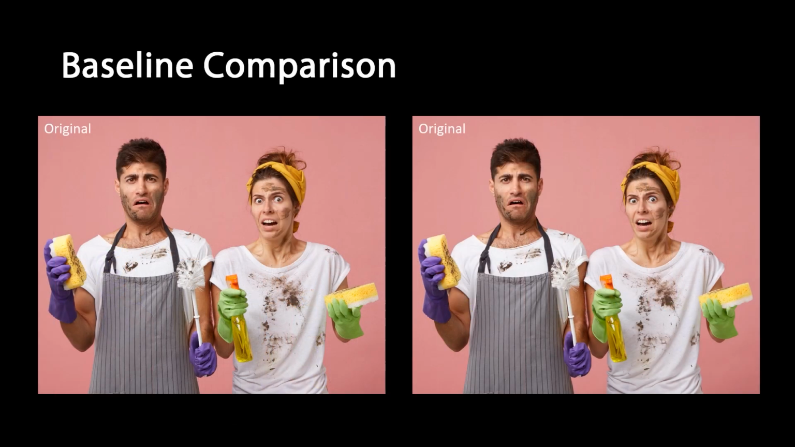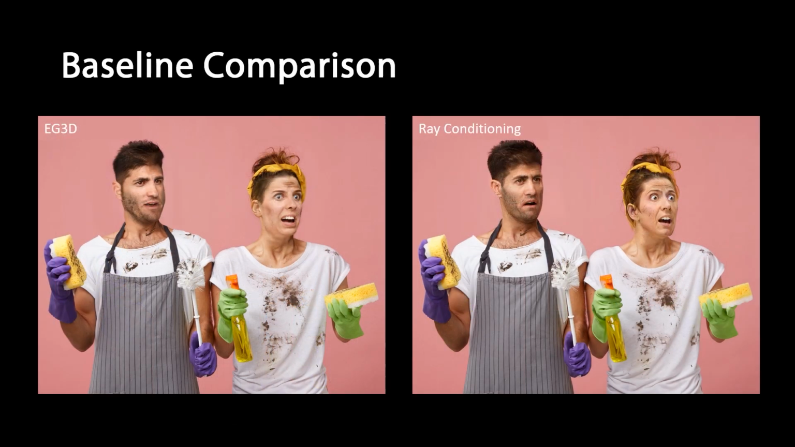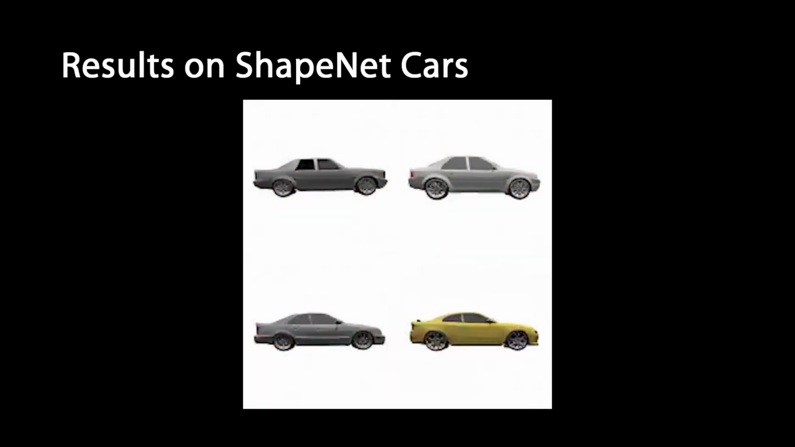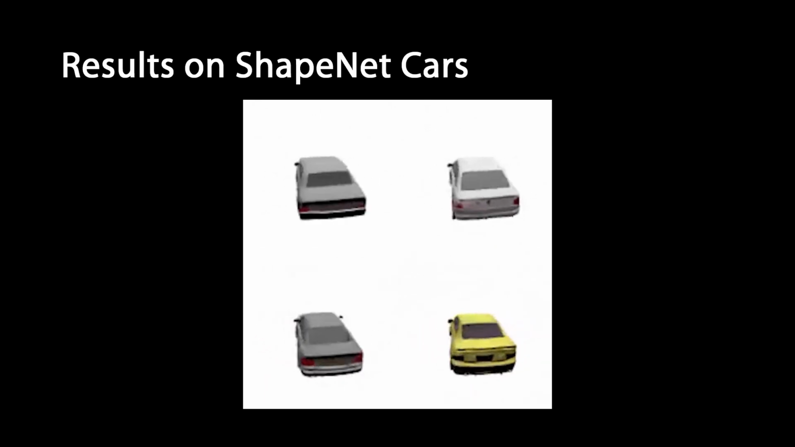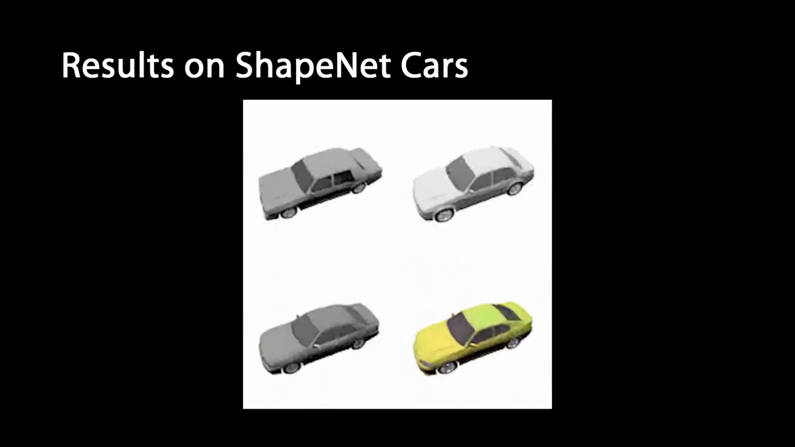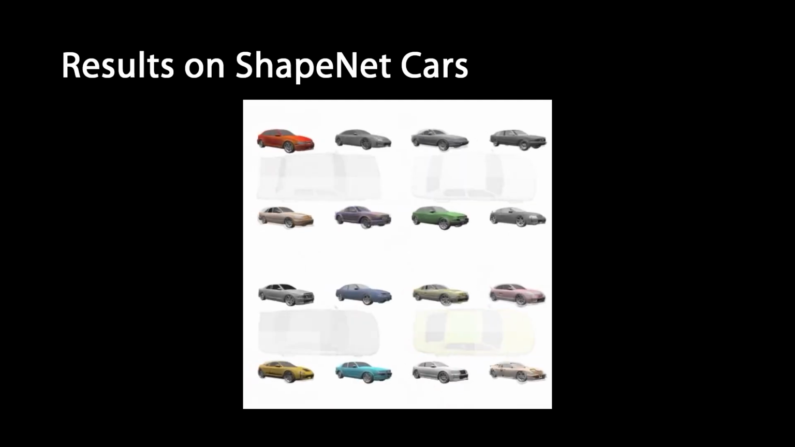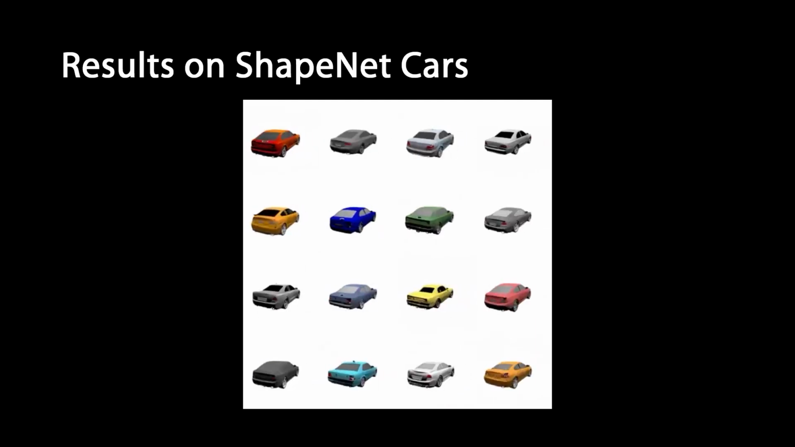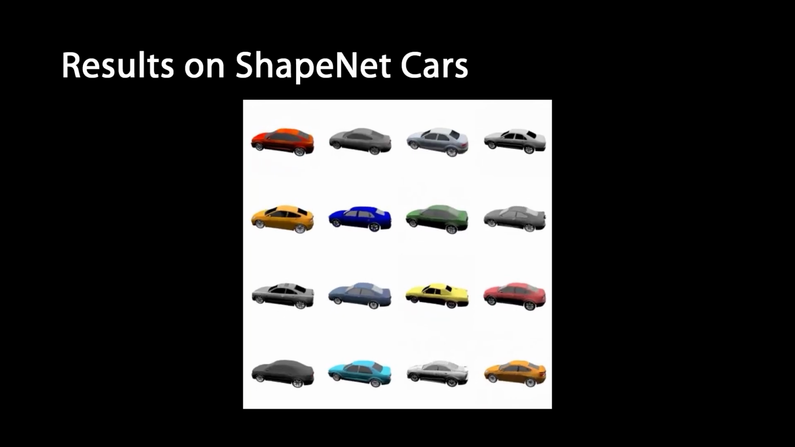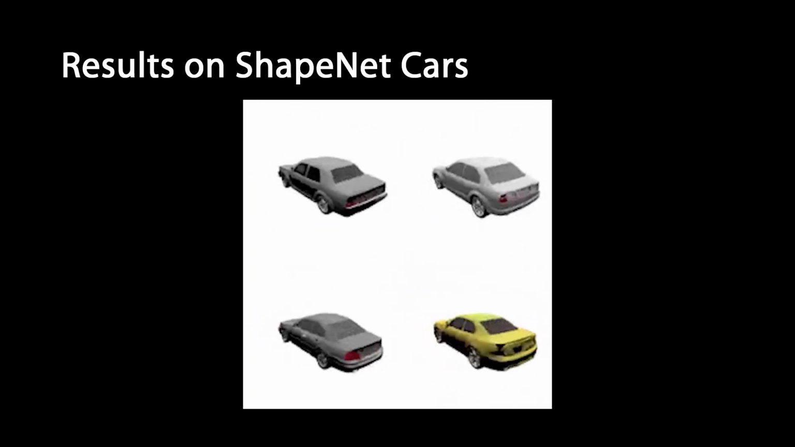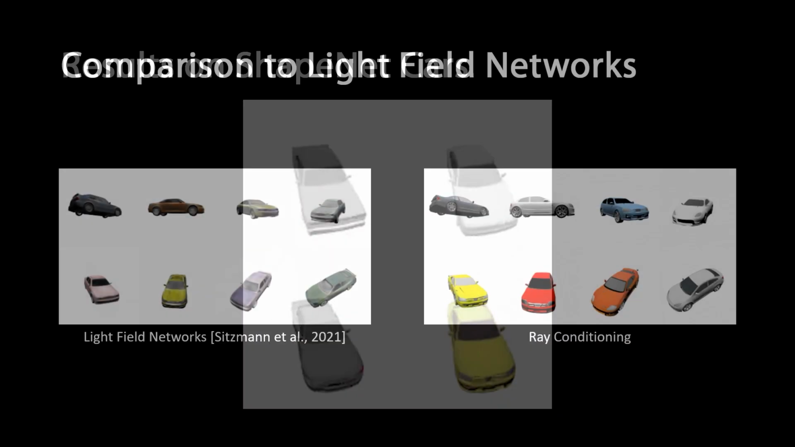Compared to EG3D, our model does not suffer from geometry distortion during the GAN inversion process, creating more photorealistic results. While our method may be less view consistent than EG3D, our method does not make view consistency impossible. When trained on a dataset such as ShapeNet cars, our method can generate smooth viewpoint trajectories of objects.